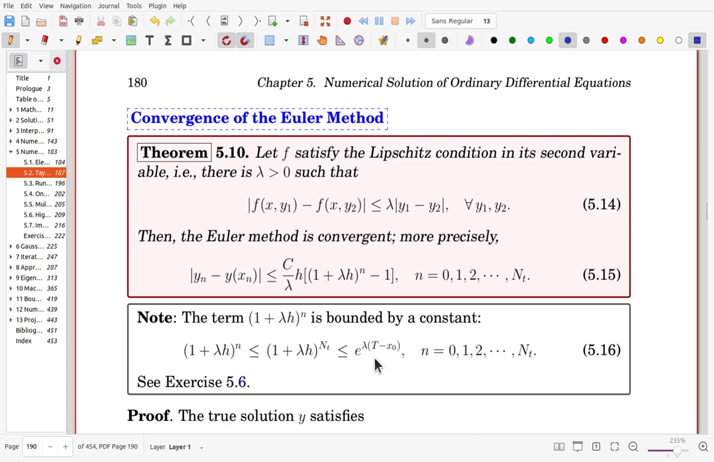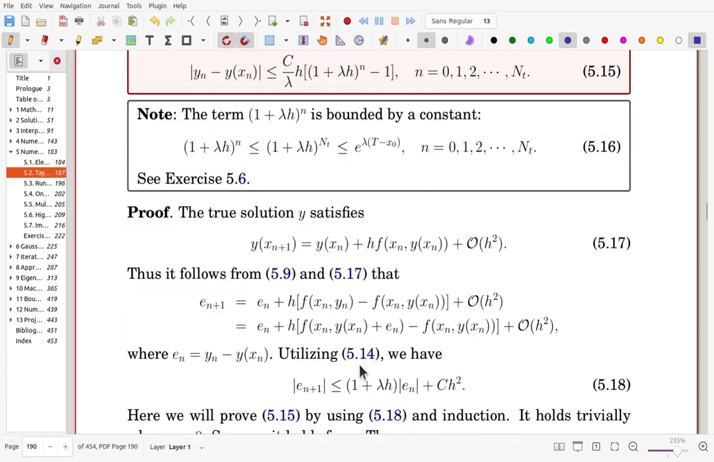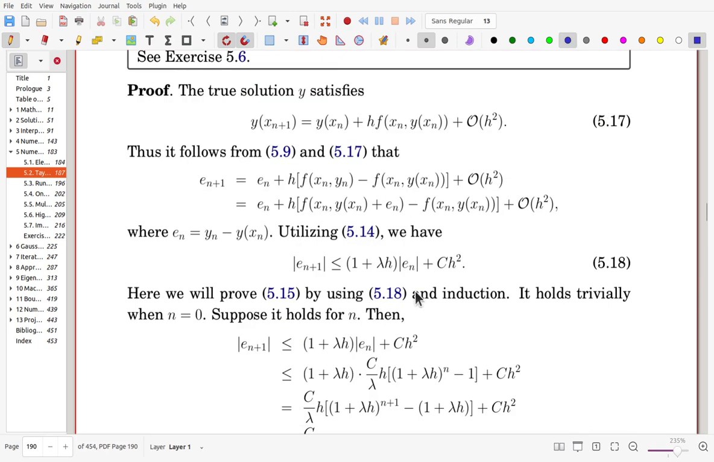So it only depends on the x0, the terminal point, and the Lipschitz constant, so that no matter how you choose h, it doesn't matter. This value is always bounded. You can figure out this inequality in exercise 5.6. Some hint is given in the exercise problem. Okay, here we have a proof, but I'll not go through the proof. If you are interested in it, then you may try to read it yourself.